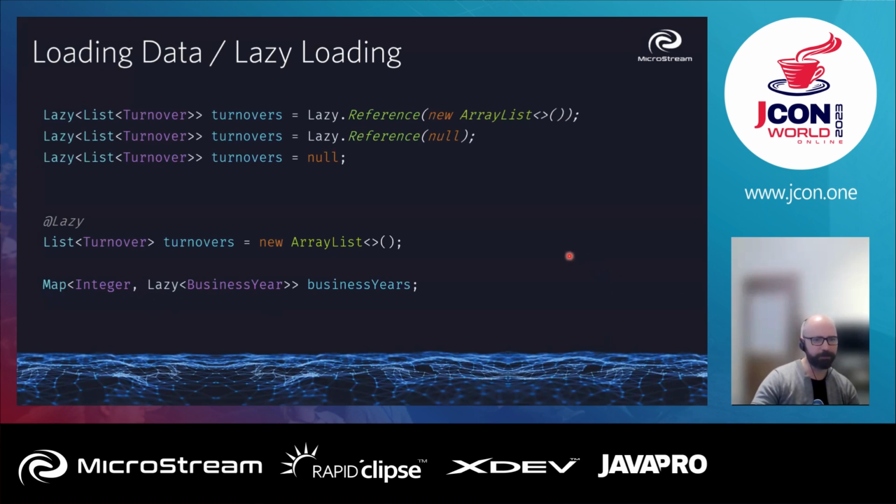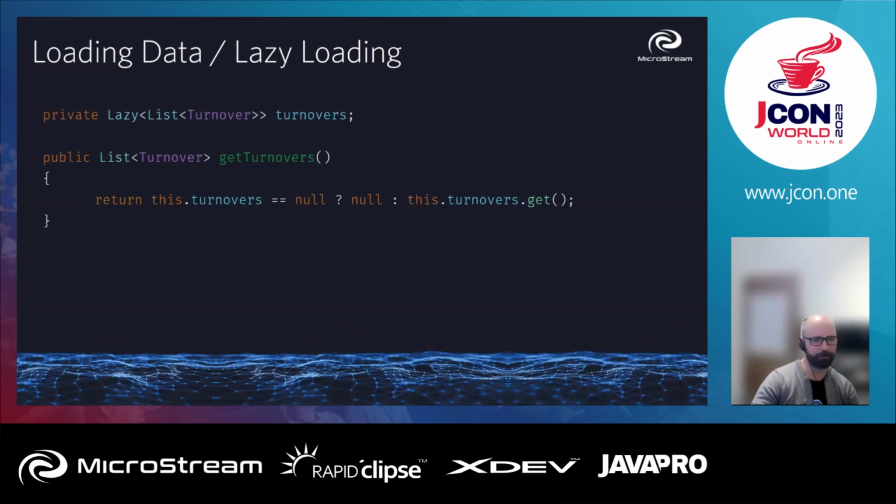There are several ways to initialize lazies. Of course, Lazy.Reference creates a new lazy with an existing value. It can be used with a null value or null at all. And if you access it, of course, you do have a null check. Let's say we have a lazy list in our object, and we want to return the turnovers. We have to check if the lazy itself is null. Otherwise, we can call the get.